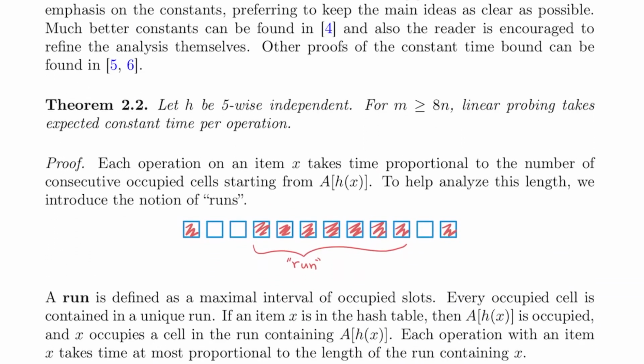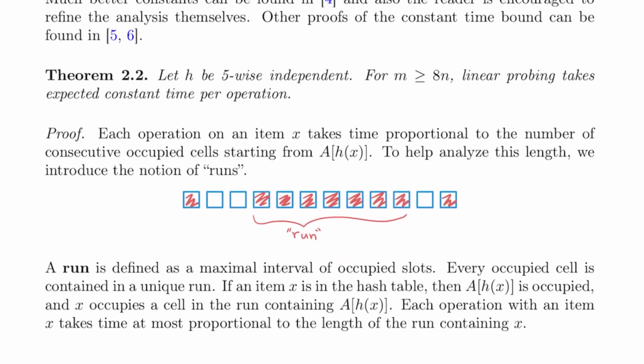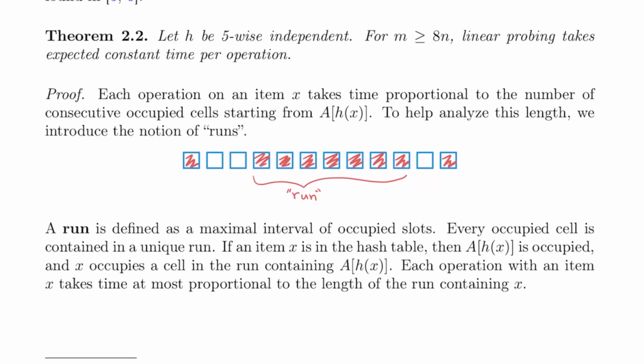Theorem: for m greater than or equal to 8n, linear probing takes expected constant time per operation. Proof: each operation on an item x takes time proportional to the number of consecutive occupied cells starting from h(x). To help analyze its length, we introduce the notion of runs. A run is defined as a maximal interval of occupied slots. Every occupied cell is contained in a unique run. If an item x is in the hash table, then h(x) is occupied, and x occupies a cell in the run containing h(x). Each operation with an item x takes time at most proportional to the length of the run containing x.